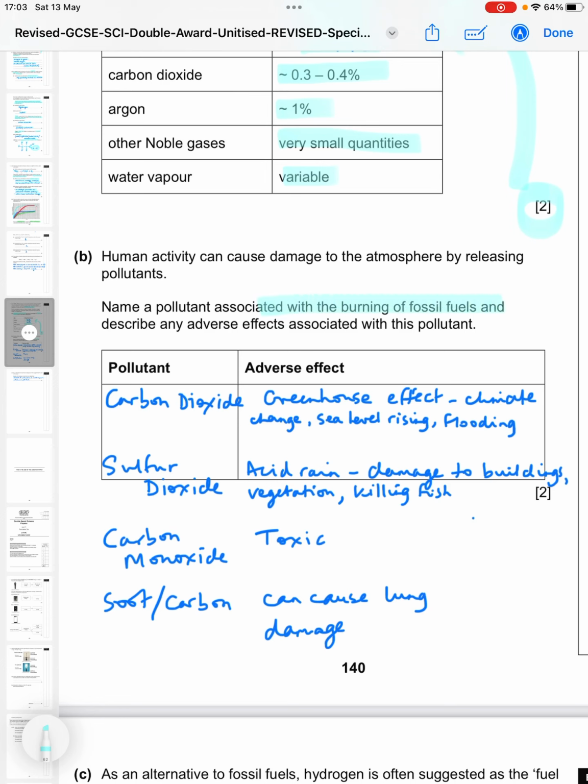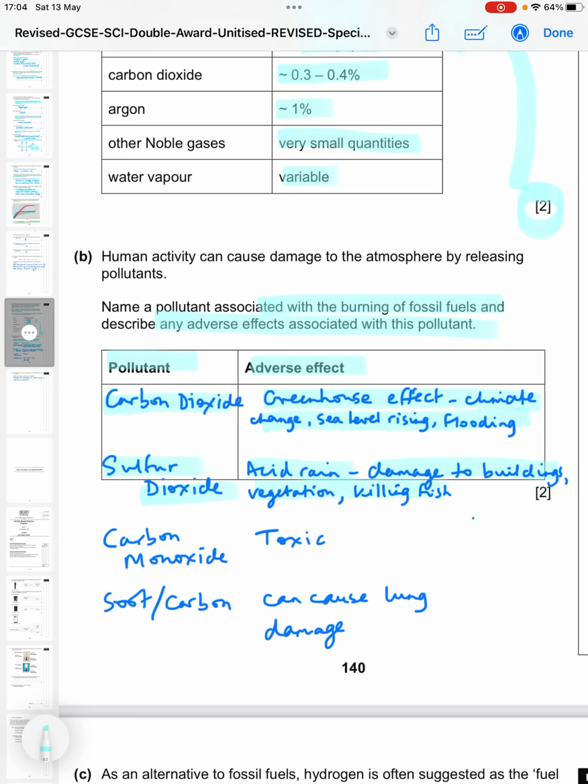Now, human activity can cause damage to the atmosphere by releasing pollutants. Name a pollutant associated with the burning of fossil fuels and describe any adverse effects associated with this pollutant. So you're getting 1 mark for the name and 1 mark for the adverse effect. And I've given 4 here, but you only need 1 of these. So if you said carbon dioxide, you're talking then about the adverse effect is the climate change. Because of the greenhouse effect, you could have mentioned sea levels rising, flooding, and so on.